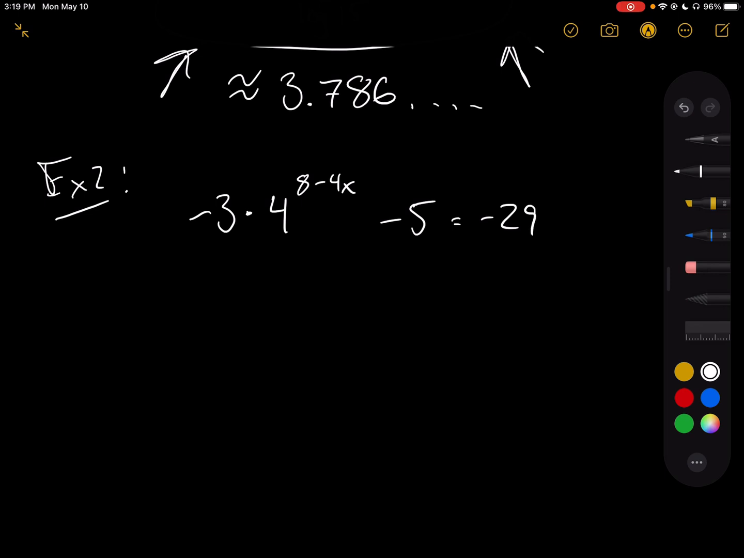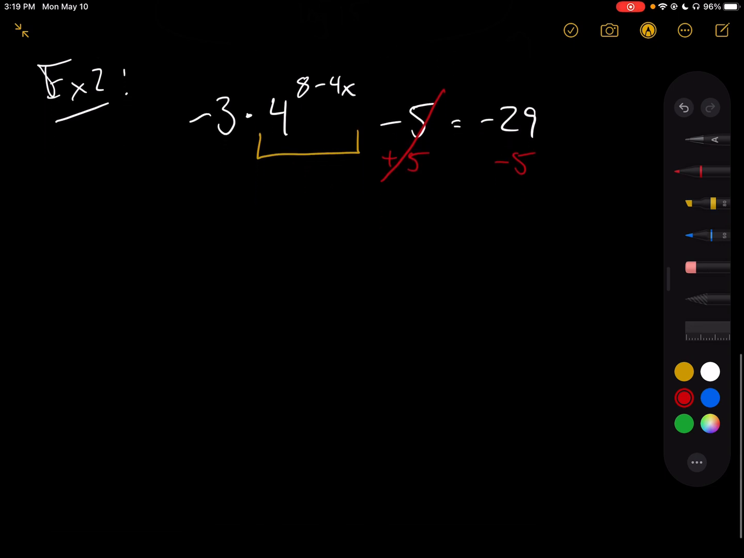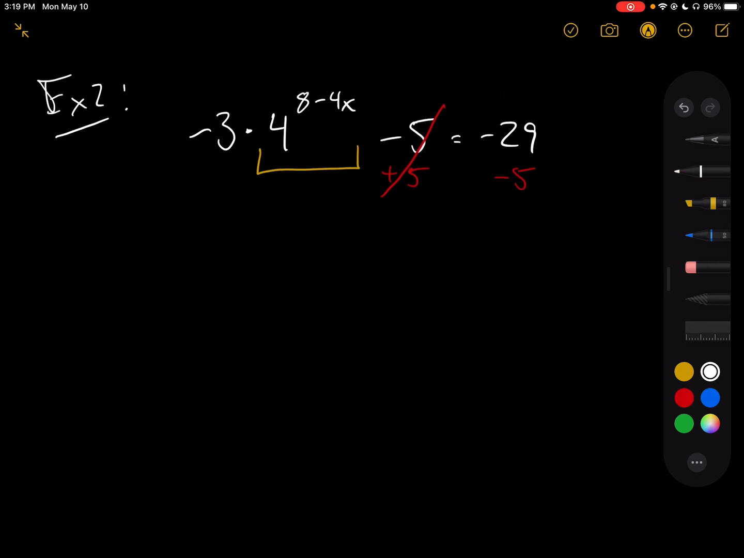Okay. And so we've got our exponential right here. We're trying to get that by itself, so I need to get rid of the minus 5 and get rid of the times negative 3. So I'm going to start by just adding 5 to both sides. If I remember when I'm solving, we're undoing PEMDAS. So I want to undo addition first, and then undo multiplication, and then undo exponents. And that's the reason that I choose to go about it in the order that I do.